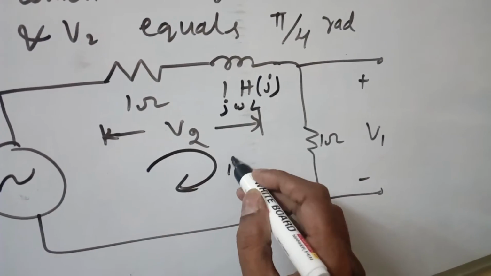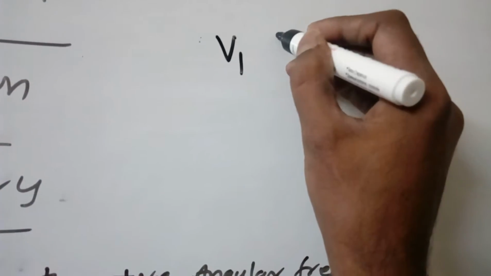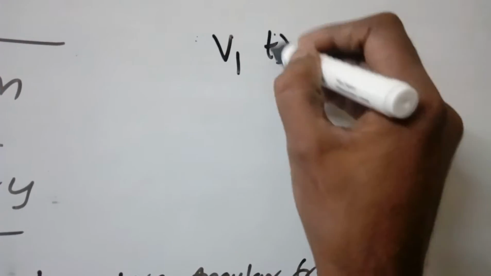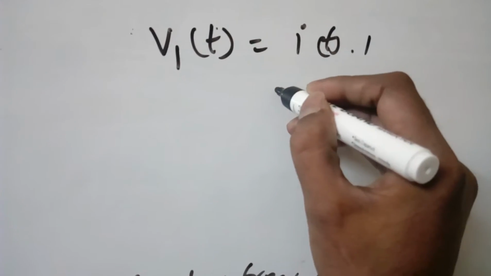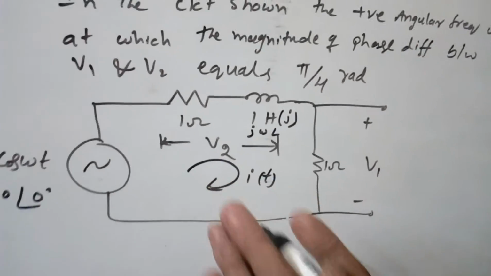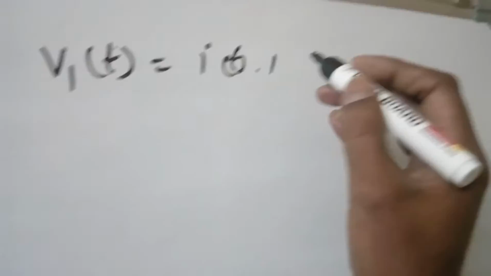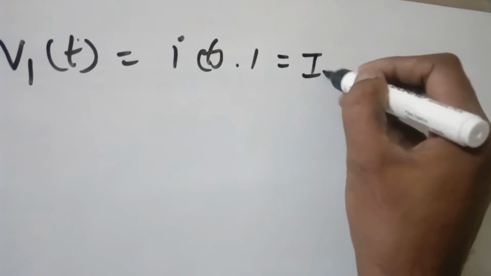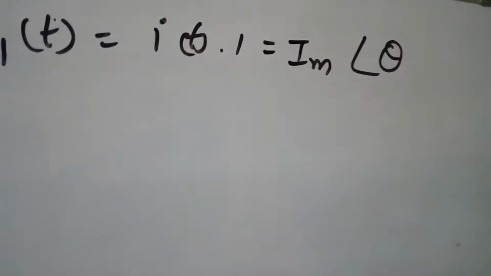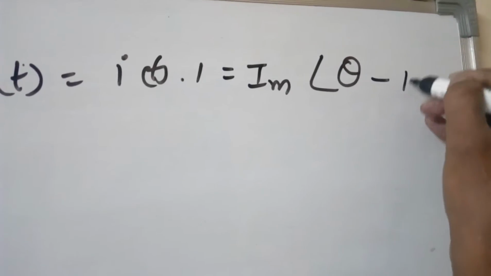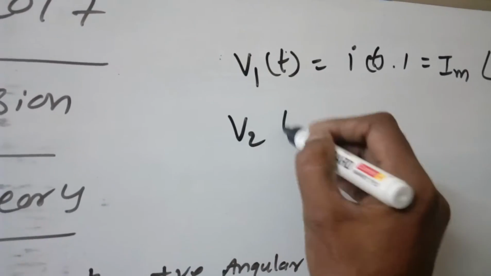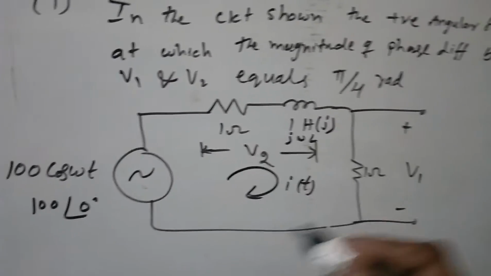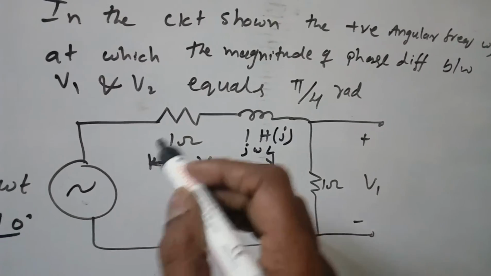If I take this current as I of t, then V1 of t is equal to I of t into this 1 ohm. So this I of t we have to represent in the phasor domain. That is, I of t is equal to some Im into angle theta, right? This is 1. Now if I find V2 of t, this is a series network, so this I of t is flowing in this also.